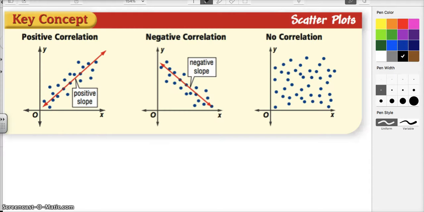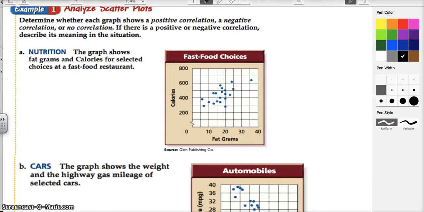As usual, your textbook has really nice graphics, and they're showing a positive slope, which is a positive correlation. A negative slope is that negative correlation. And sometimes you can't really see any relationship at all, where it's no real correlation. Those two variables are not correlating. They're not showing any kind of relationship with one another. So here in example 1, we're just going to practice analyzing a scatter plot.